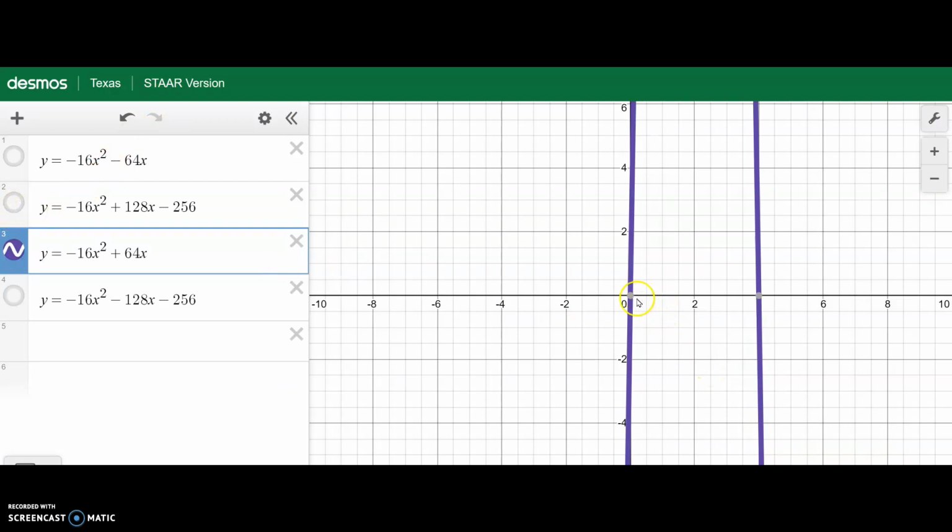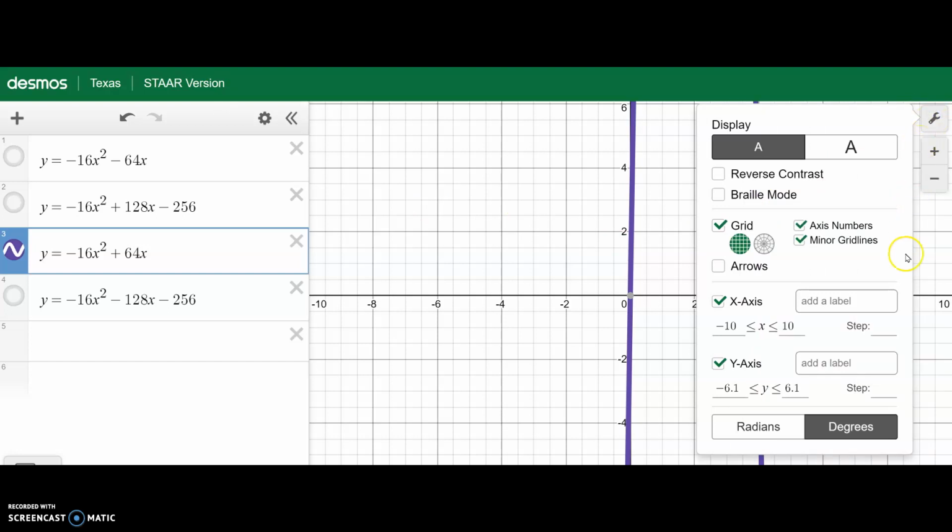Now this one looks a little bit better. You see how it's at 0, 0, and then there's 4, 0. I can't really see all the way up here because notice that my graph only goes up to 6 on the y-axis. You see that? But you can make it change to whatever you want. There's a little wrench button over here. And I remember that the graph was going all the way up to 64.